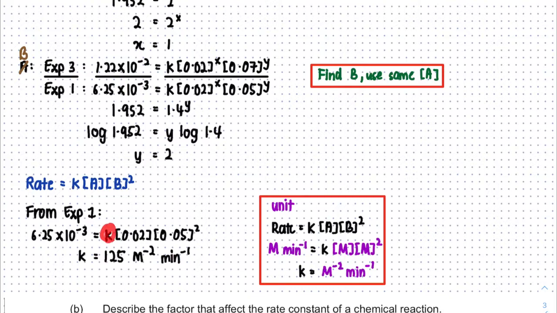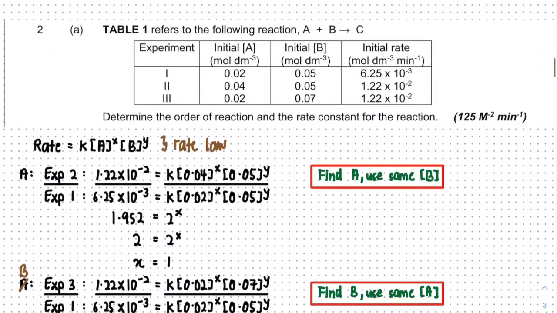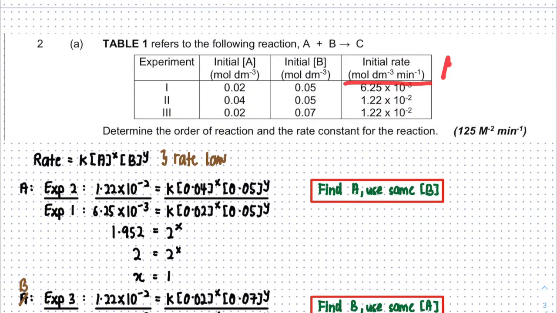How about the unit itself? Okay, kalau tak pasti, you're just gonna write down kat tepi ni untuk determine the unit. What I did here is actually I write down again the rate law. Okay, I know that based upon the information given, rate ni adalah molar per minute. This is based on here. Ni adalah M per minute lah. If you want to use mol dm^-3 per minute pun boleh juga.